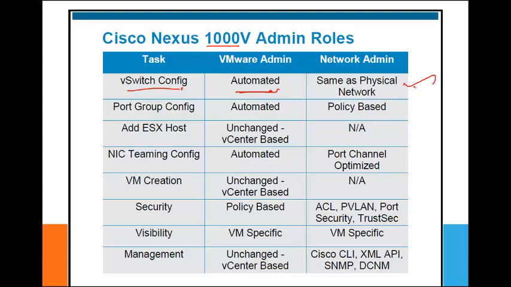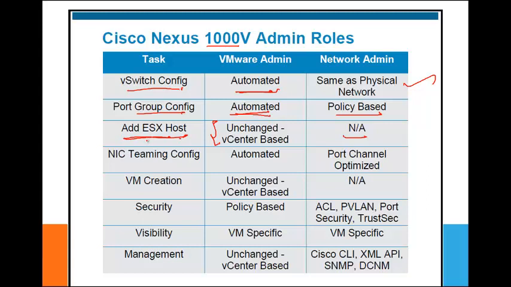Port group configuration, again the VM admin has nothing to do. We create the port group based on policy and we give it to the VM team, they just tie it, that's all. Adding an ESXi host definitely has to be taken care of by the VM admin. It is just adding a host using vCenter client, VMware vClient.